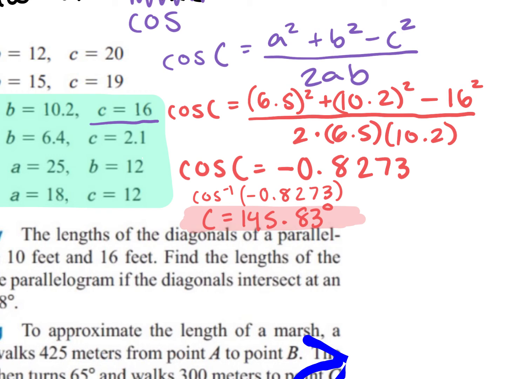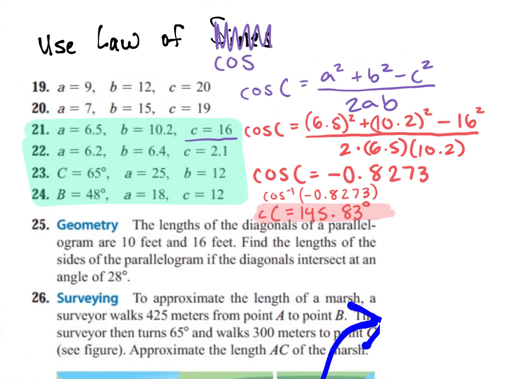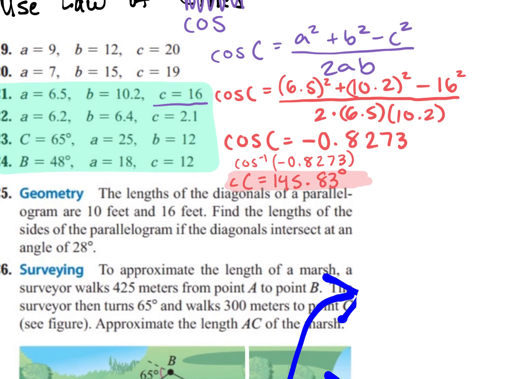So that's just one of the angles. I still have to find angle A and angle B. How could I find another angle next? Did you do what we did last? Use angle C, or the sine of C over angle C? Yes, we would do law of sines next just because it's a little bit easier.